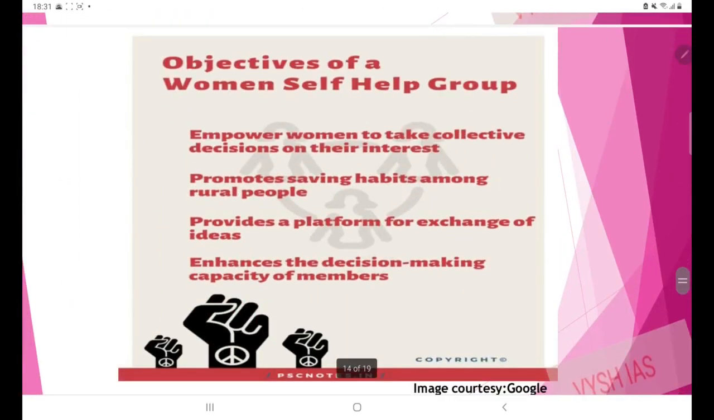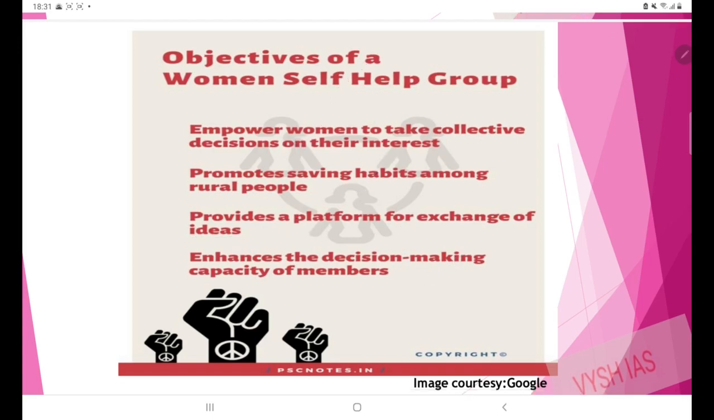Next are the objectives of women self-help groups: empowering women to take collective decisions, savings habits, a platform for exchange of ideas, liberal ideas like dilution of patriarchal norms, and the decision making capacity of members also improves.